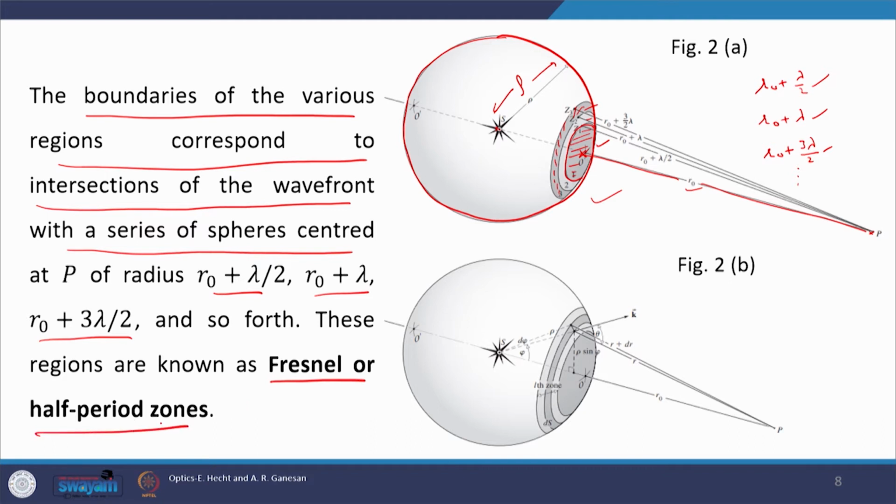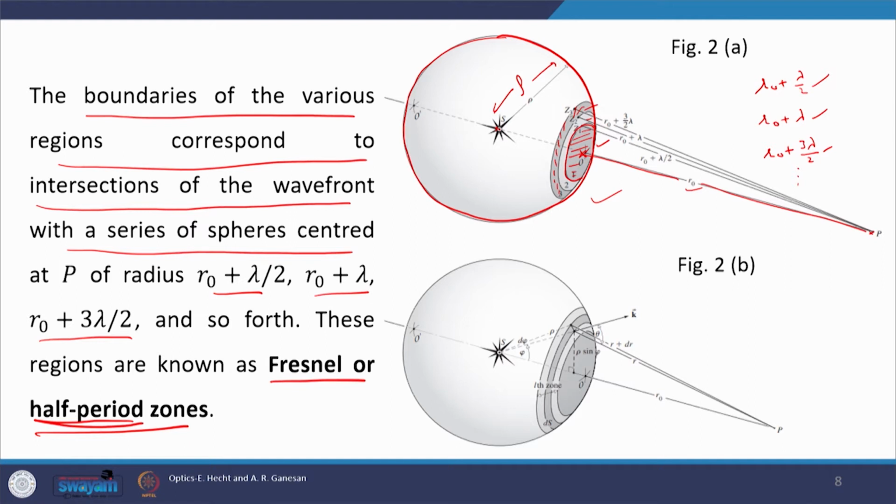The word half period comes from the lambda by 2 difference in the radii of adjacent spheres, because lambda by 2 is half of the period. The full period, the full wavelength, is lambda, but half period is lambda by 2. Therefore, these zones are called half period zones or Fresnel zones. Now, what we do is that we pick some lth zone, say there are n number of zones starting from 1, and we pick one of these zones and say this zone is the lth zone.